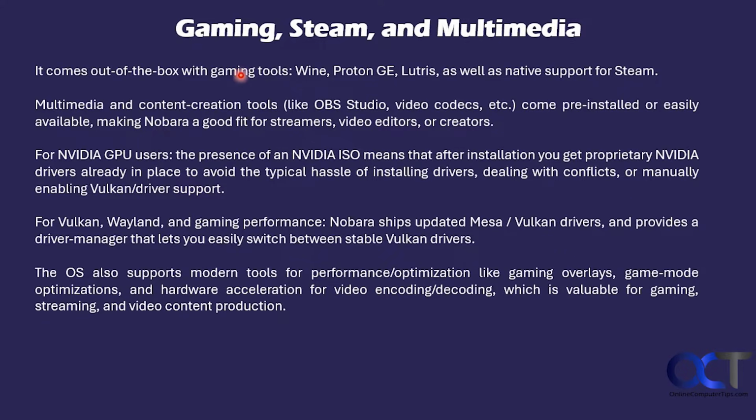All right, so gaming, Steam, and multimedia. It comes out of the box with gaming tools, Wine, Proton, and so on. It has multimedia and content creation tools like OBS Studio and some codecs, which are pre-installed. And like I mentioned before, if you are an NVIDIA user, there is an NVIDIA ISO that you could download, which will give you drivers already in place. And then, of course, you could upgrade them as needed. For Vulkan, Wayland, and gaming performance, it ships with updated Mesa and Vulkan drivers. It also supports things such as gaming overlays, game mode optimizations, and hardware acceleration.